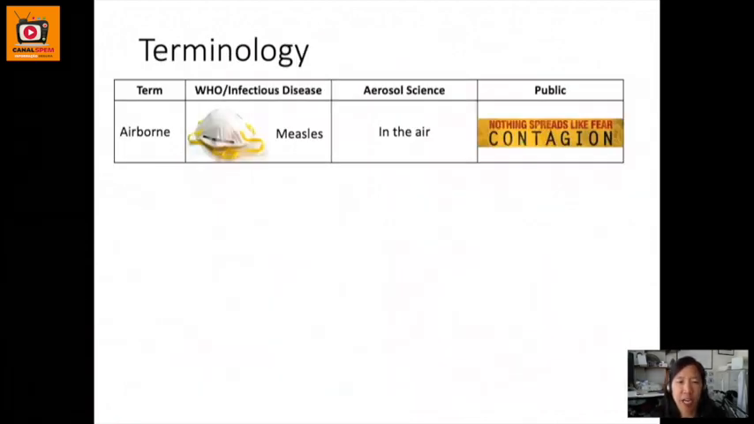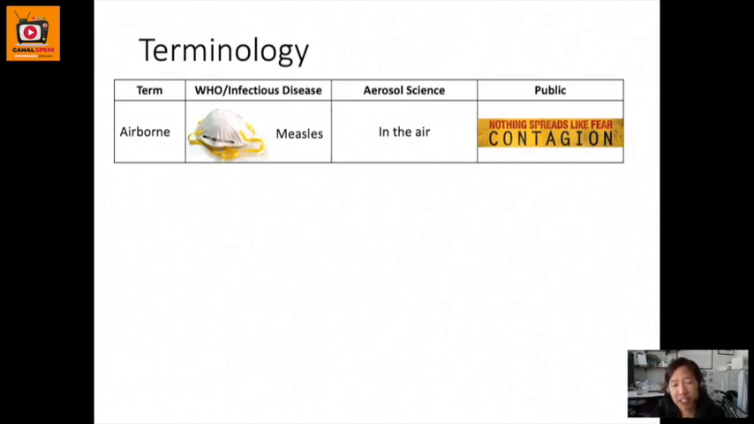I'm going to spend some time going over terminology. There have been a lot of debates over the different modes of transmission, and I think part of it is due to differences in how different disciplines and experts in the public think about these different words. I think in many cases, we actually are talking about the same thing mechanistically.